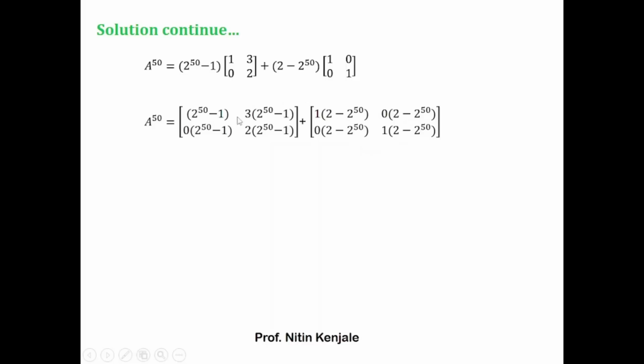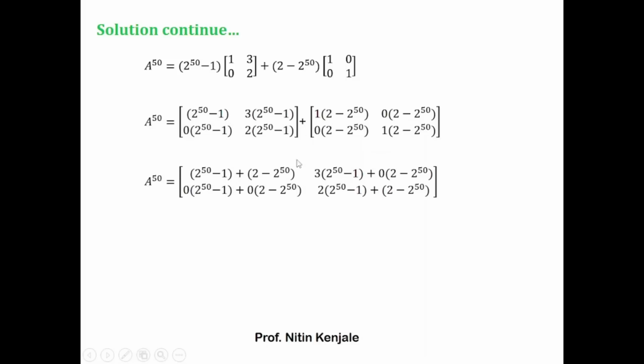Now this is simple algebra, that is addition of two matrices. So we have 2 raised to 50 minus 1 plus 2 minus 2 raised to 50 as the first row, first element of A raised to 50. Similarly, we will do the remaining calculations, and after simplifying we will get the matrix A raised to 50 as 1, 3 into 2 raised to 50 minus 1, 0 and 2 raised to 50. I hope you understood how to find A raised to 50 matrix from the given matrix A.